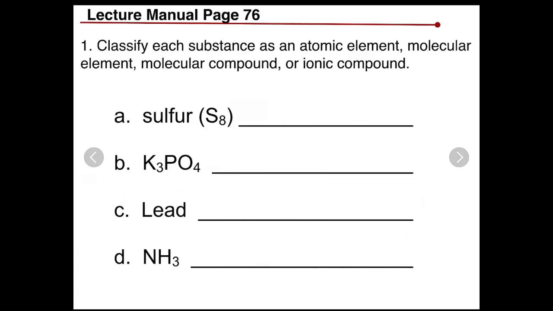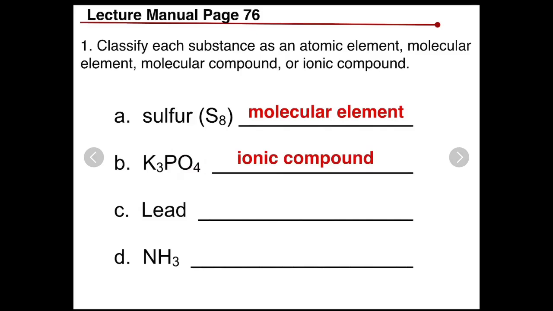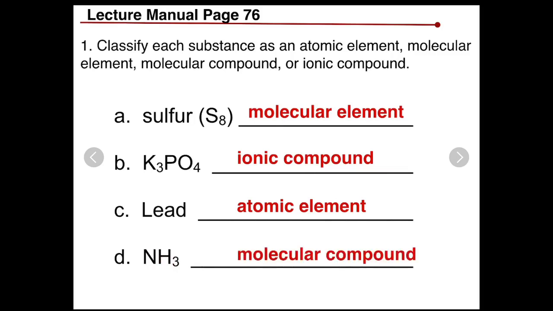So for example, S8 in this case contains only one type of element, but it comes as many atoms, so this would be considered a molecular element, right? K3PO4, we have metal and non-metal, so this would be an example of an ionic compound. Lead, just one single element in this case, so it would be an example of an atomic element. NH3, right, both elements are non-metal, so this is an example of a molecular compound.